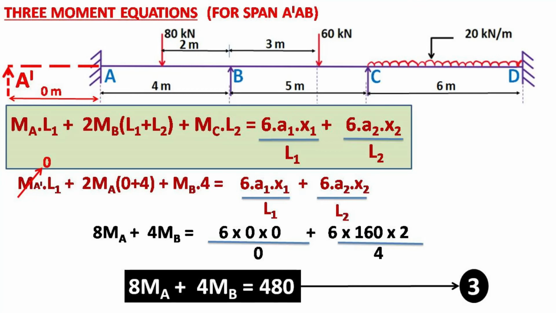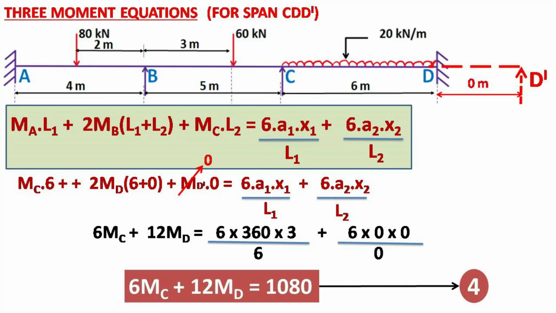We know moment at A dash is equal to 0, L0 is equal to 0 and also A0 is 0. So the final equation becomes 8 times MA plus 4 times MB equals 6 times 160 times 2 divided by 4. That is equal to 8 times MA plus 4 times MB equals 480. This is our equation 3.